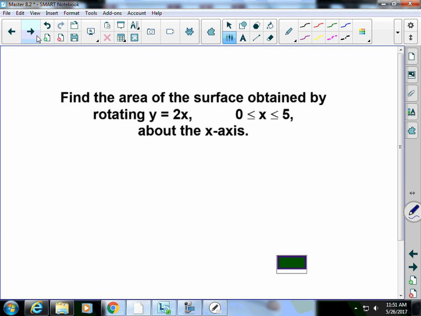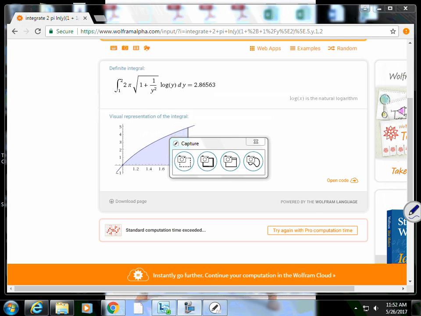All right, so here's another problem. Find the area of the surface obtained by rotating y is equal to 2x about the x-axis. So we're going about the x-axis. We're in terms of x. So 2 pi. Actually, let's find it. y is equal to 2x. y prime is equal to 2. y prime squared is equal to 4. So I have 2 pi. I'm going to go from 0 to 5. If I'm going about the x-axis and I'm in terms of x, it's just the function, 2x. 1, whoops, sorry about that.